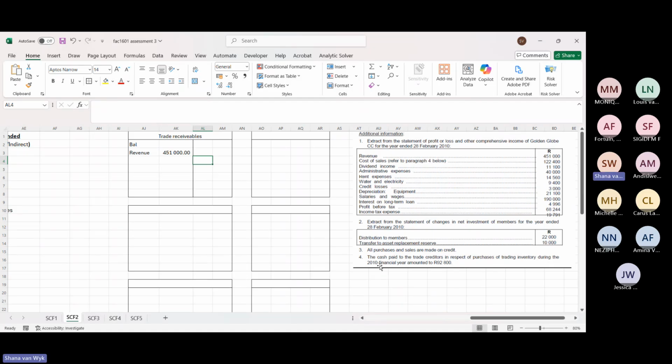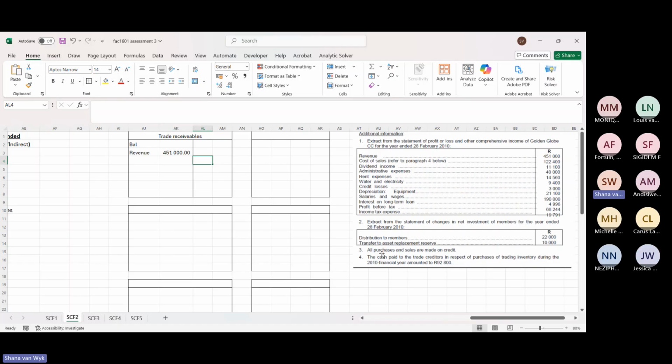Let's quickly check here. Oh, yes, you're right, Aziza, because number 3 says here, all purchases and sales are made on credit, so it has to be trade receivables. All purchases and sales, so we're going to have trade payables as well. But you're jumping around. Let's first figure out our trade receivables account.